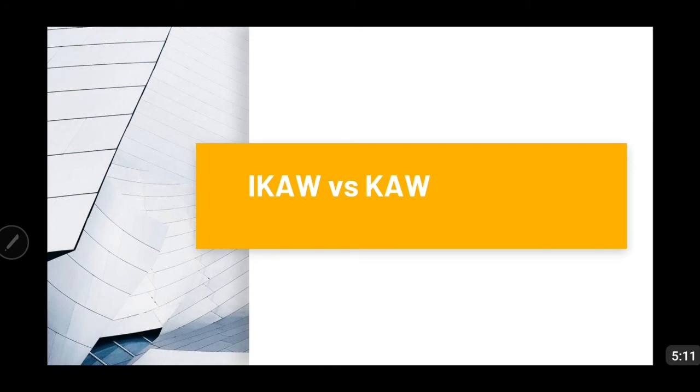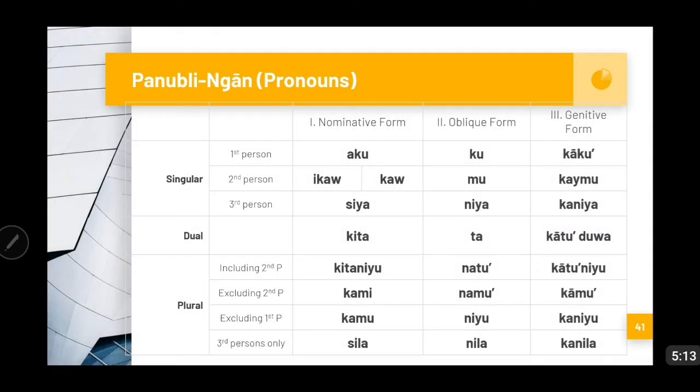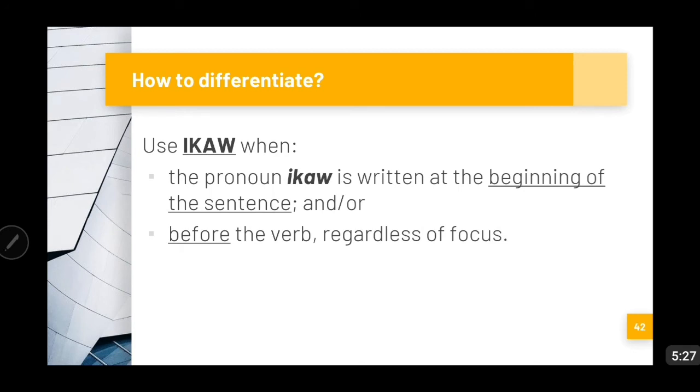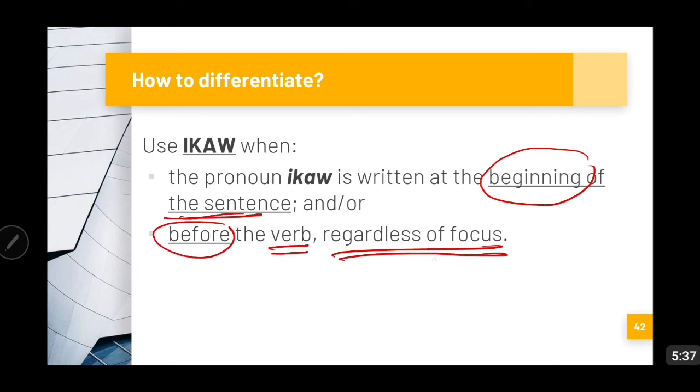Now let's compare ikaw versus kau. As you can observe, in our nominative pronouns we have two forms for the second person singular, which are ikaw and kau. So how do we differentiate these two? It's simple. Use ikaw when it is written at the beginning of the sentence or before the verb, regardless of the focus.